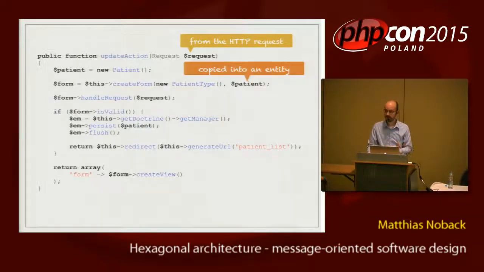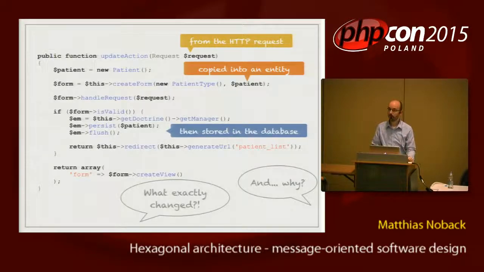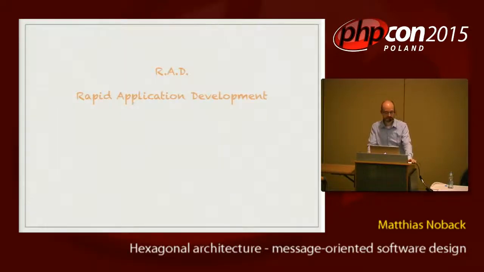So as you can see, we get some data from the HTTP request. Then we copy that data into an entity, or in fact let the form framework do this for us. And then we store that data in the database without looking at why the user changed this, and what exactly changed, in fact. So we just assume that we are going to persist any change that was made to the entities themselves. This is called rapid application development, and many people are very happy about it, and of course it has some merits.